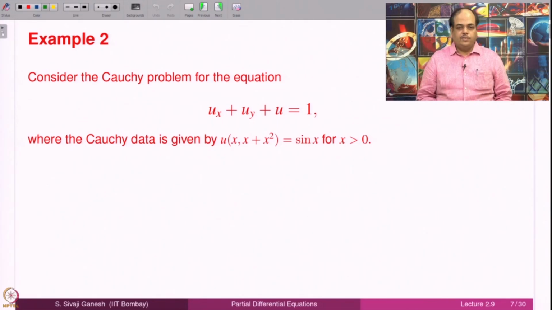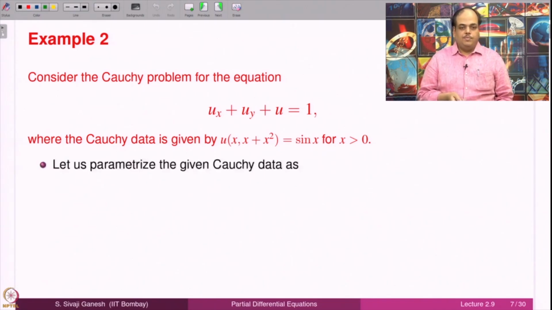Let us look at another example. This is also a linear equation, ux plus uy plus u equal to 1, and the Cauchy data is of this nature. It is prescribed on some curve, u of x comma x plus x square equal to sin x. So, as before you need to parameterize the Cauchy data. So, x equal to s, y equal to s plus s square, and z equal to sin s, and for s positive.